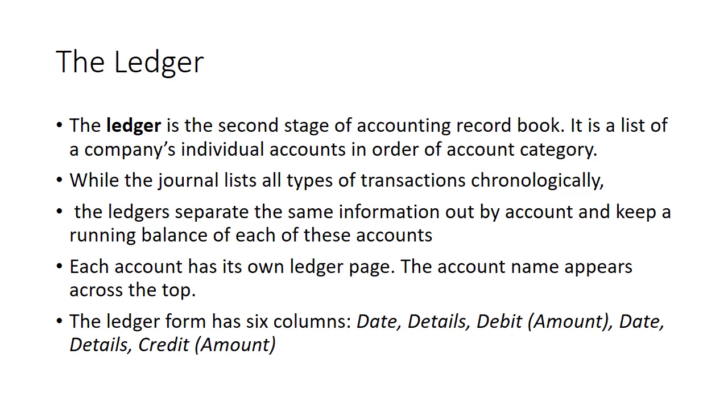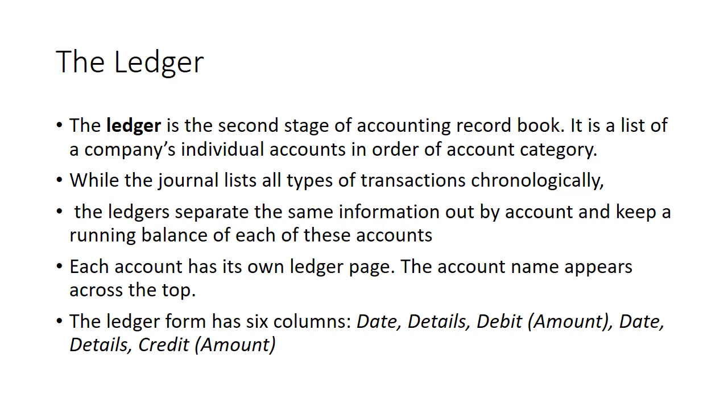On the preparation of the ledger, these are the list of the company's individual accounts that are prepared based on account category. So the ledger separates the same information and brings them together by account, and they keep a running balance of each of these accounts. Each account in the ledger normally has its own ledger page.